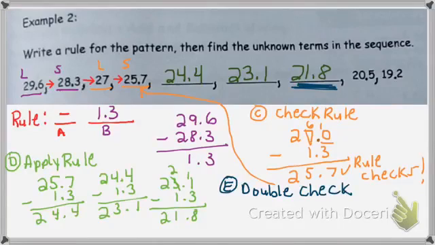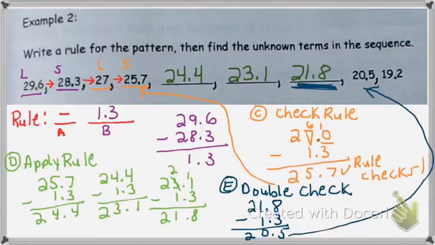So I'm going to do this double check and take the last number that I had, which is 21.8. I'll apply the rule again, which was minus 1.3. I subtract. 8 take away 3 is 5. Bring down the decimal. 1 take away 1 is 0. 2 take away nothing is 2. And is that what my next number is up here? Yes, it is. So I know that this definitely is going to be a problem with correct answers. And that makes me happy that my double check checks out.